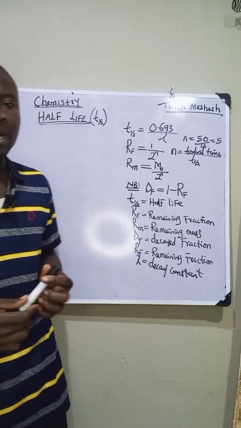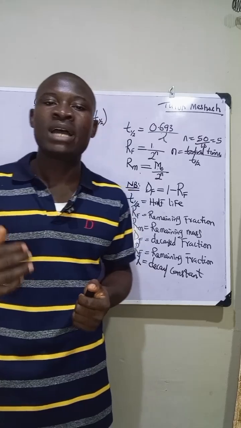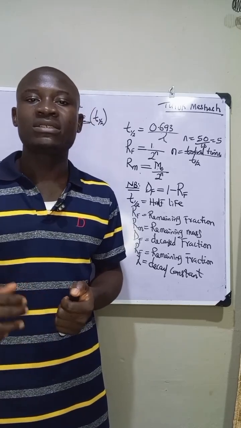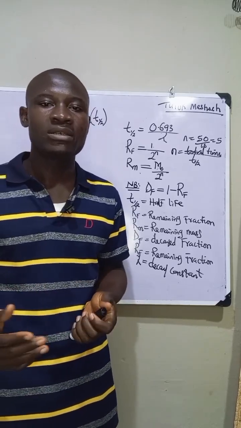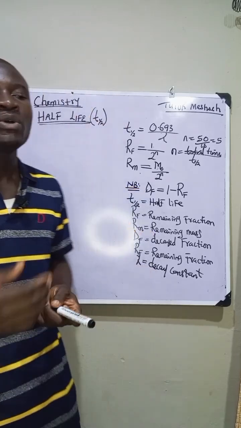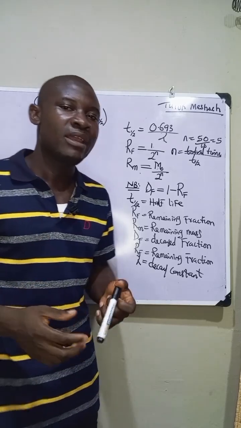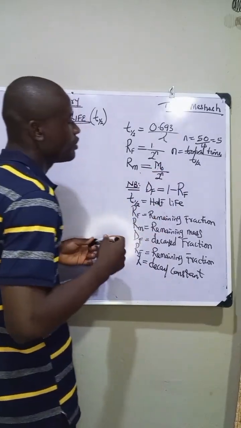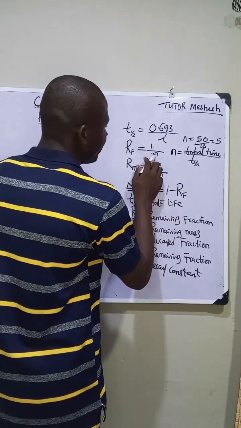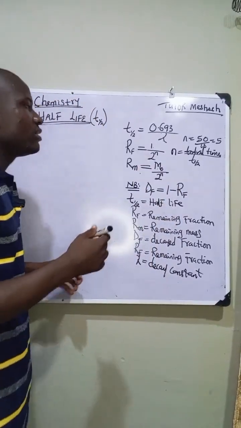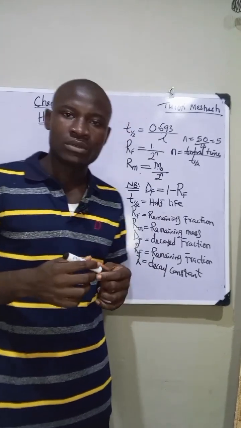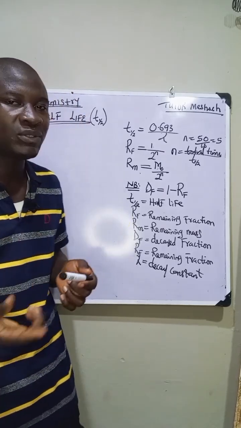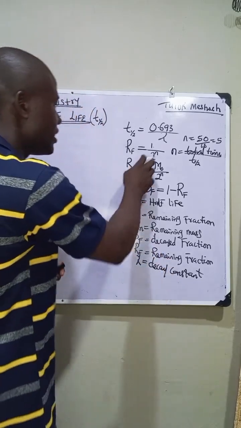For instance, if they tell you that an isotope has a half-life of 5 days and it takes 50 days to complete, what are we going to do? We're just going to do 50 divided by 5. That will give us our n. Or let me say that it has a half-life of 2 and the total days taken is 6. What are we going to do? Just 6 divided by 2. That will give us our n. That is how it is.